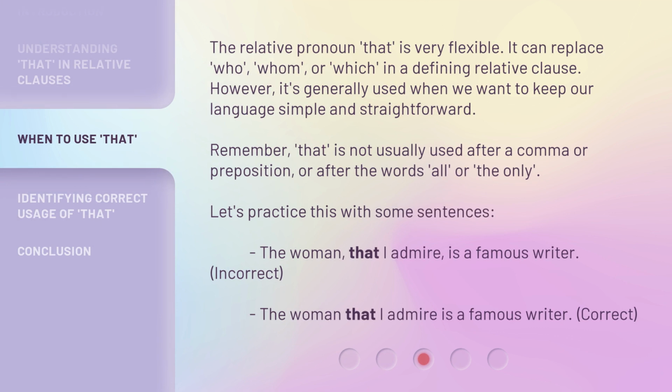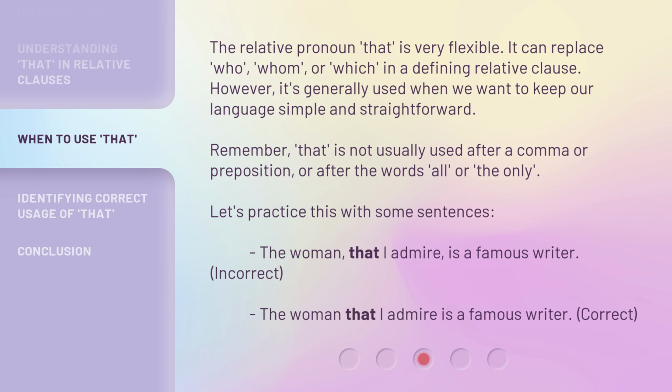The relative pronoun, that, is very flexible. It can replace who, whom, or which in a defining relative clause. However, it's generally used when we want to keep our language simple and straightforward. Remember, that is not usually used after a comma or preposition, or after the words all or the only.